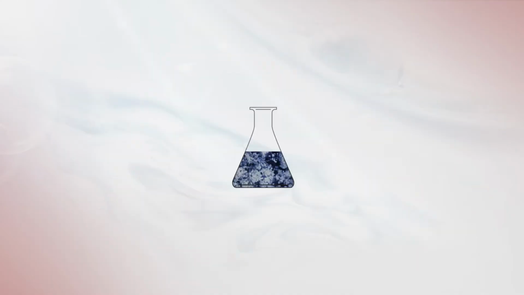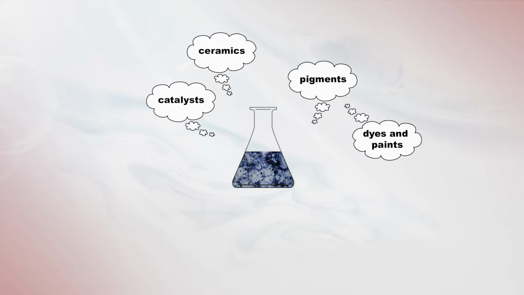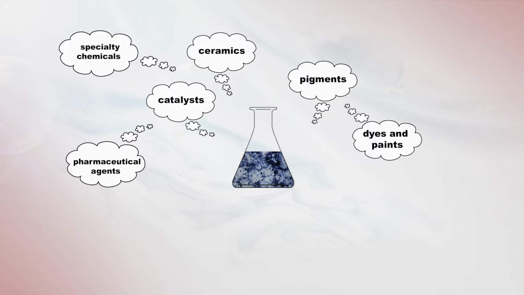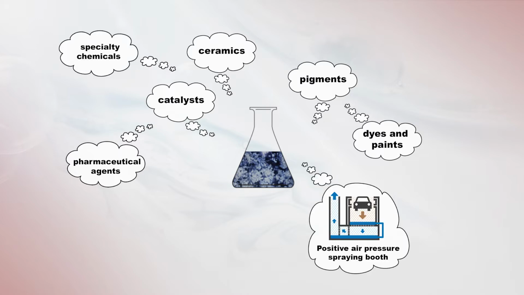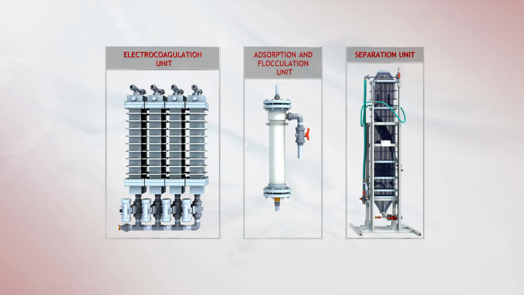Functional engineered nanoparticles are produced and used in various branches of the industry. They're used as pigments in dyes and paints of various industrial applications, catalysts and ceramics, in pharmaceutical agents, as well as in specialty chemicals. Nanoparticles are very often applied in wet processes, enter the process waters, and subsequently are released to the environment. The research project has developed a new technology for nanoparticle removal based on electrocoagulation.